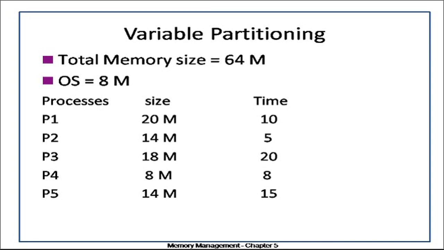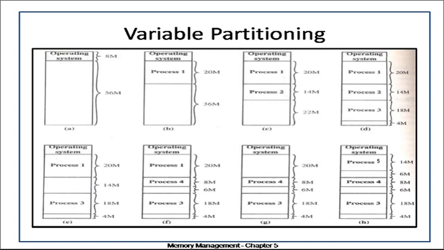Now suppose we want to execute the process P1. Initially, 8 megabytes of memory will be allocated to the operating system, so the remaining part will be 56 megabytes for the user processes. So the process P1 is allocated to the memory. The remaining part, after 20, that is 36 megabytes, will be the hole.